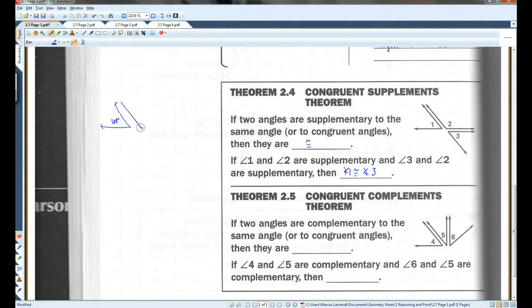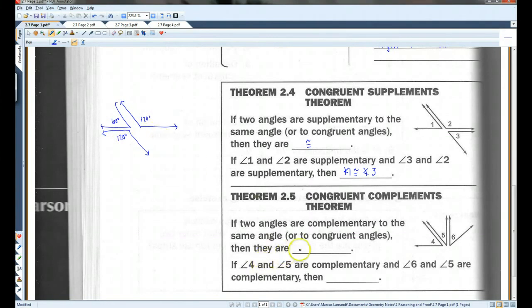Remember, supplementary means that two angles add up to 180. So in order for these two angles to be supplementary, if this is 60 degrees, this has to be 120 degrees. If you have another angle that is also supplementary to this angle, well, this angle has to be 120 degrees also, otherwise they won't add up to 180. So if these two angles are both supplementary to the same angle, these two angles have to be congruent. They have to be the same measure. That's the only way it works.